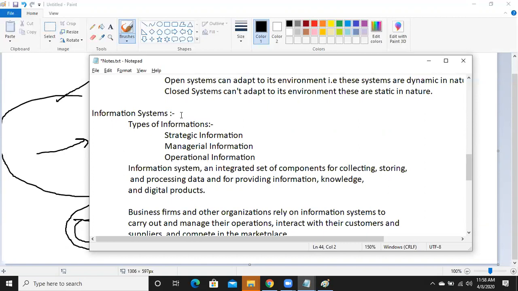So before going to the information system, let's talk about information. So what is information? Information is basically nothing but raw data, right?